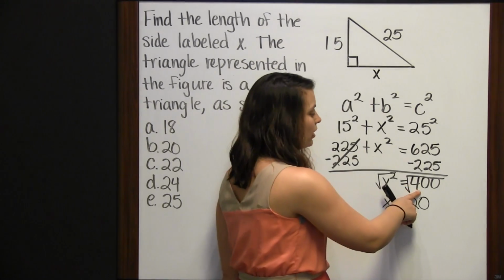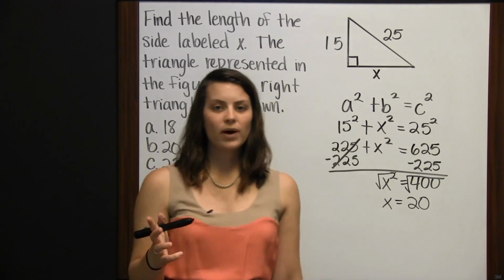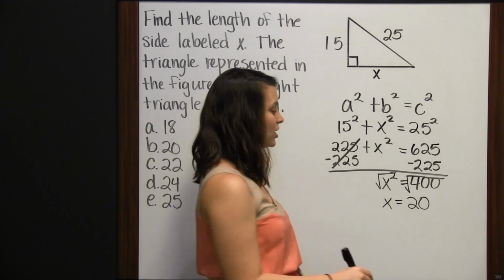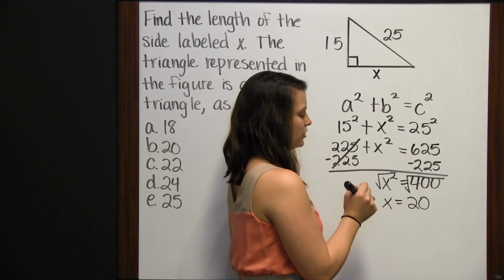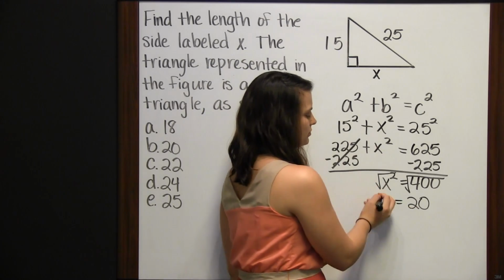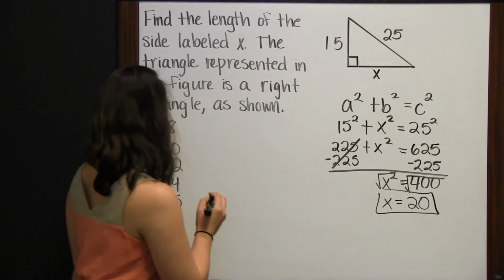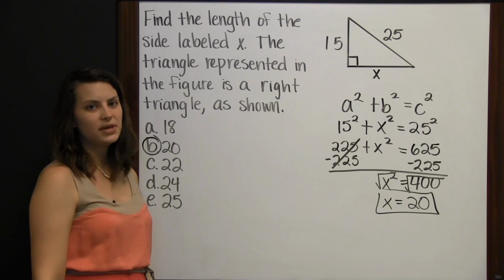And when you square root a number, you're really asking a question. And the question is, what number times itself is 400? That answer is 20. So our answer is B.